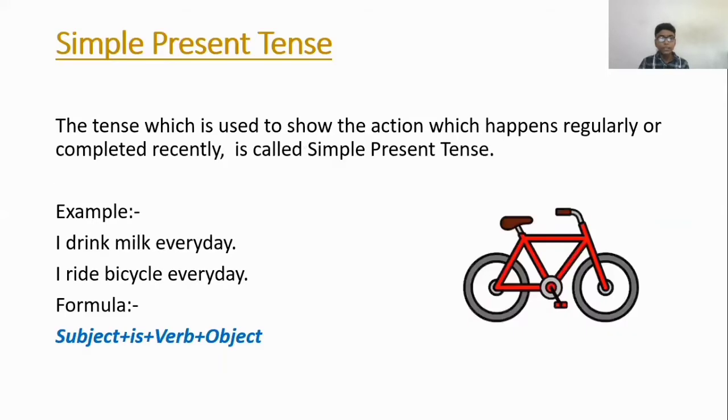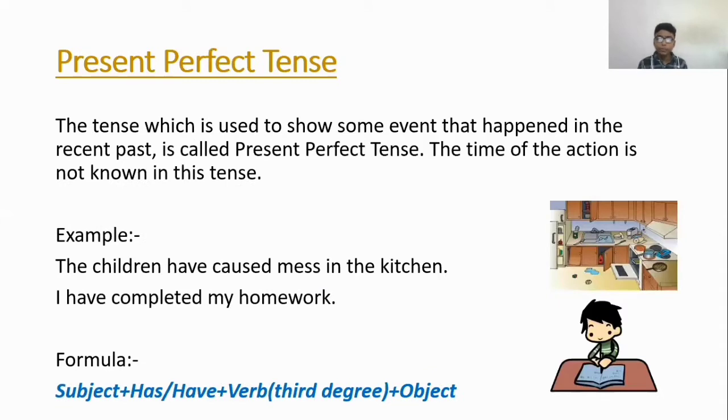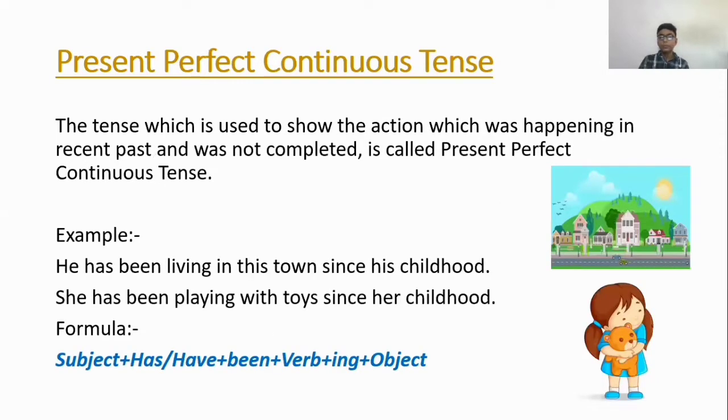Simple present tense, I taught you, the tense which is used to show the action which happens regularly or is completed recently. Present continuous tense, the tense which is used to show the action which is happening right now or has not completed yet. Third one, present perfect tense, the tense which is used to show some event that happened in the recent past. And fourth one, present perfect continuous tense, the tense which is used to show the action which was happening in the recent past and was not completed.